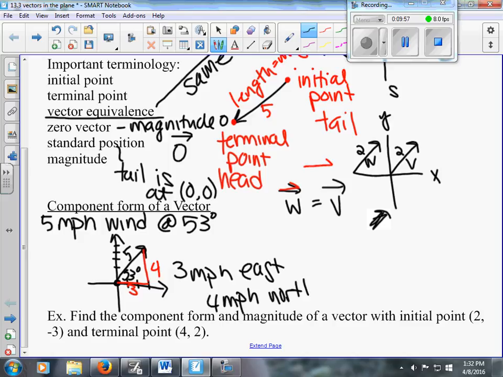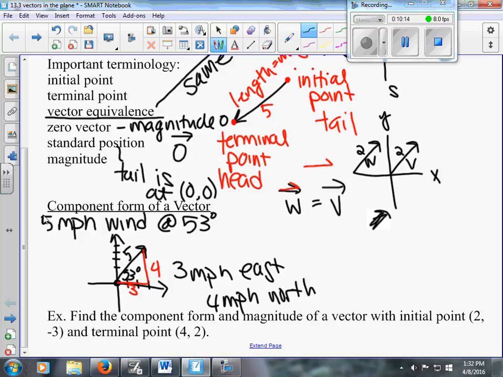But instead, when we're writing a vector in which you need direction, it means start at 0, 0, go to 3, 4, go 3 to the east, 4 to the north, or positive 3 in the x, positive 4 in the y. Okay, so this is the component form.